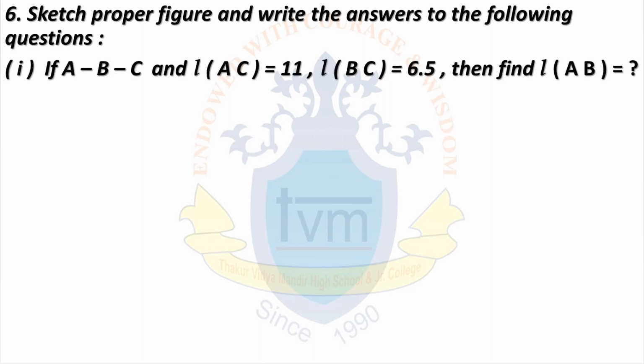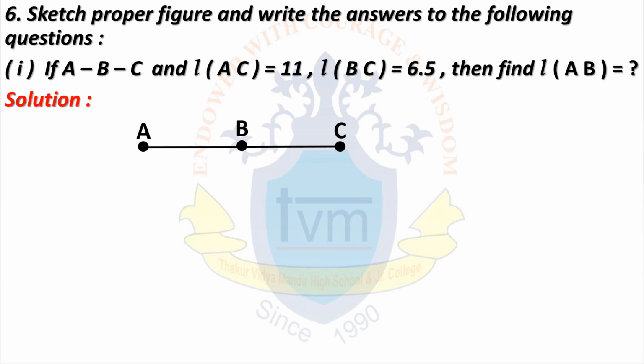In that we have the first question. If A-B-C and length AC equals 11, length BC equals 6.5, then find the length AB. So here you can see that it is mentioned A-B-C, it means points A, B, C are collinear points. It means they fall on the same line, and B is between A and C. So here we have a figure. You can see that B is between A and C.